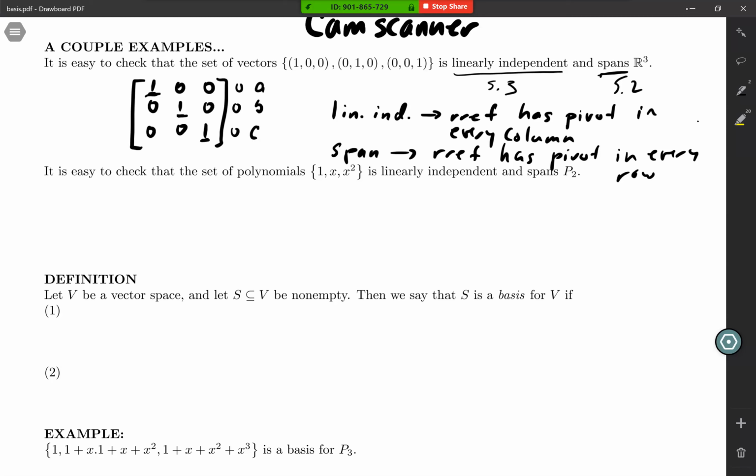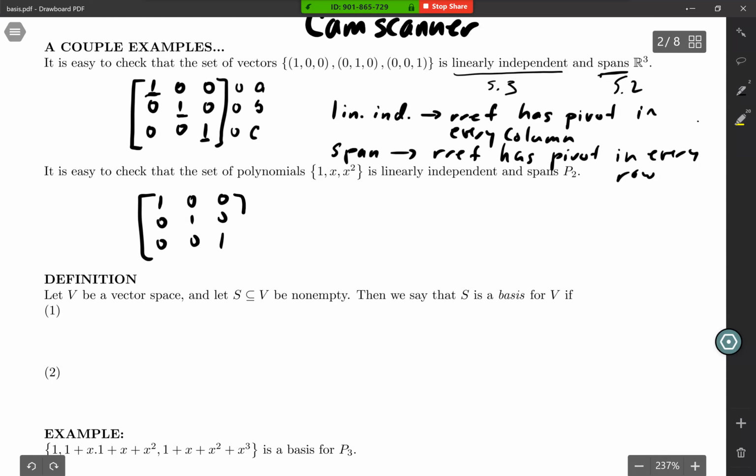Okay. We can do the same thing for the second example here. Again, it's not hard to check that this is linearly independent and spans P2 because we're going to have the same kind of scenario, right? Remember, we take the coefficients on the polynomials and make those into a matrix. So again, we get (1, 0, 0), (0, 1, 0), (0, 0, 1). It's exactly the same scenario that we had in the previous example. So it's not hard to check that this set is also linearly independent and spans all of P2. Again, it's linearly independent because we have a pivot in every column, and it spans because we have a pivot in every row.